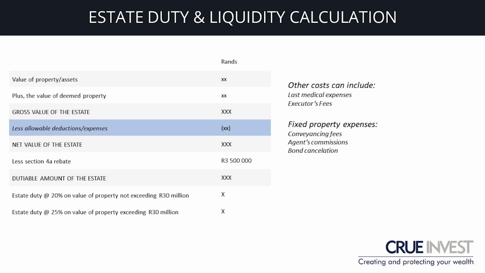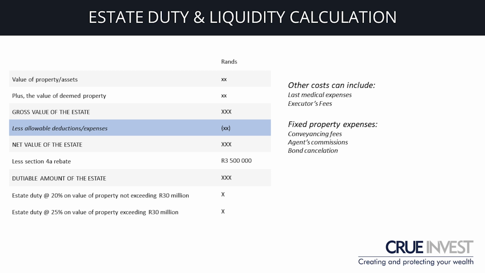Some of the other costs and expenses that can also be included in a liquidity analysis would be your last medical expenses and hospital costs that were incurred prior to death. Another big cost that needs to be taken into account is that of executors' fees. That's the fee paid to the person who winds up the estate, and that could be up to 3.5% of your gross asset value of the estate. So that is definitely a considerable amount that you need to determine and understand how that would be able to be paid by the deceased estate.